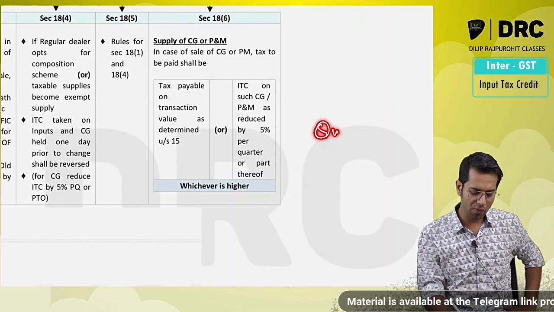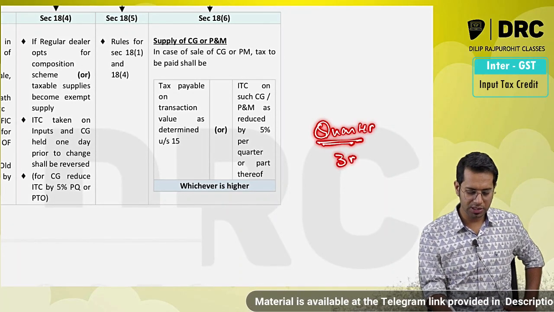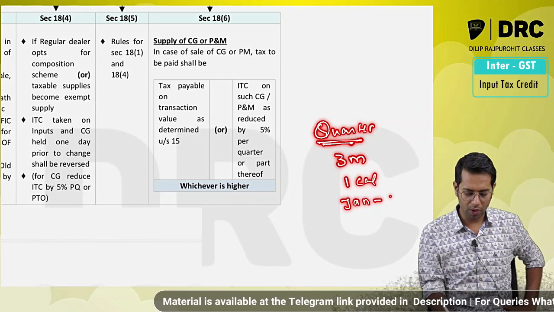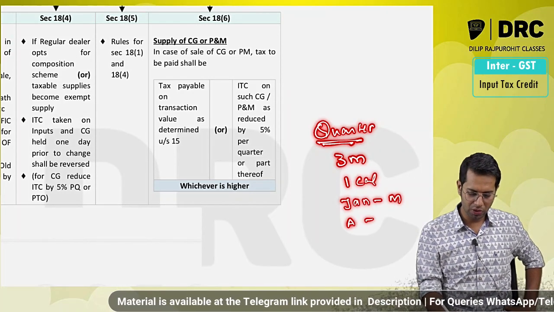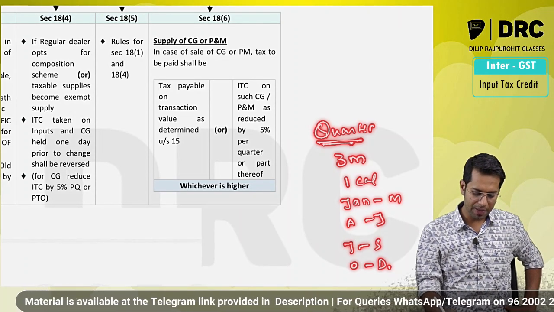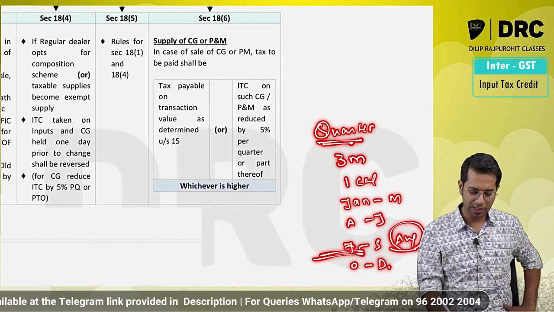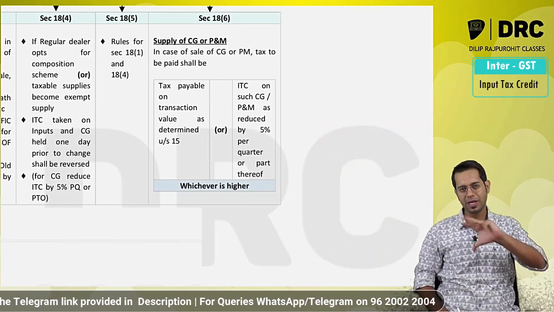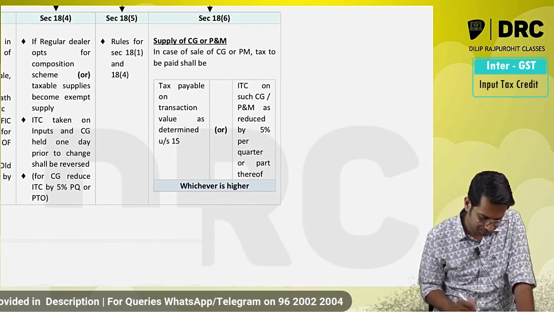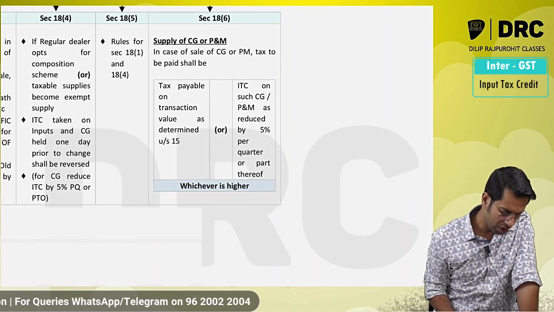Please note the definition of quarter under GST law says, quarter means a period of 3 months starting from the first day of a calendar year. So January to March is a quarter, April to June, July to September, October to December. So if any person purchased a product in the month of August, it falls in this particular quarter. So that 3 months period should be taken as 1 quarter. It should not be calculated from August. Okay, so this is all about your input tax credit.